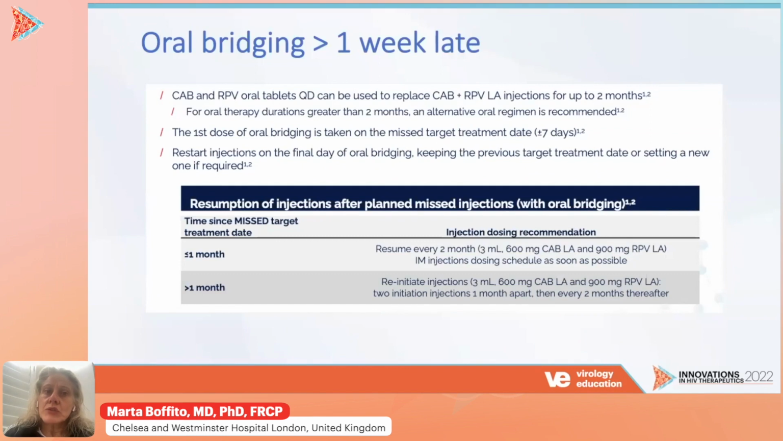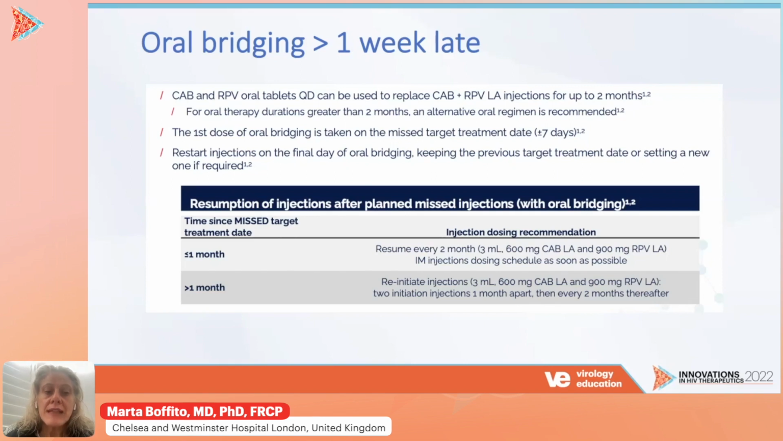Now, this is slightly different from the oral bridging. The oral bridging is very important in case people who are stable on long-acting treatment are late for their next injection by more than a week. The long-acting treatment has 1 week before and 1 week after the target date as a flexible interval to receive the next injection. And if this is not possible, oral bridging should be initiated, and the first dose of oral bridging should be taken on the missed target treatment date. Importantly, the oral bridging can be taken for up to 2 months. It involves 1 pill of cabotegravir and 1 pill of rilpivirine. And after the oral bridging, the injections can be restarted.